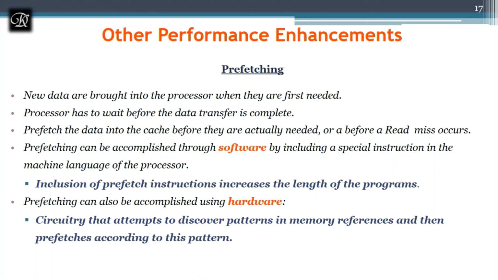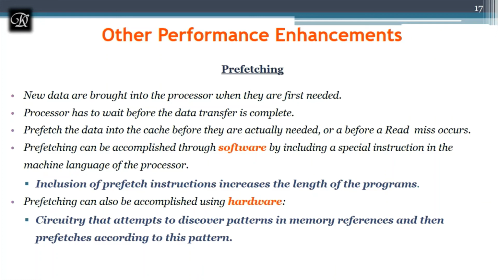Prefetching is the technique where we get the data before it is required. Normally new data are brought into the processor when they are first needed, and the processor has to wait before the data transfer is complete. Instead, prefetch the data into the cache before it is actually needed. Before the processor demands it, or before a read miss occurs, we bring it into the prefetch buffer.